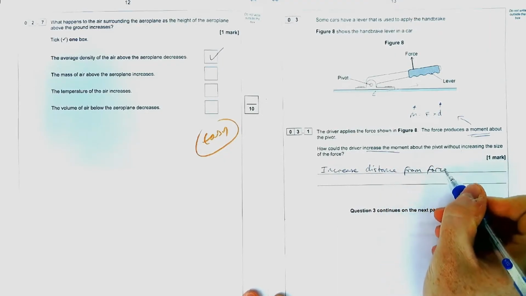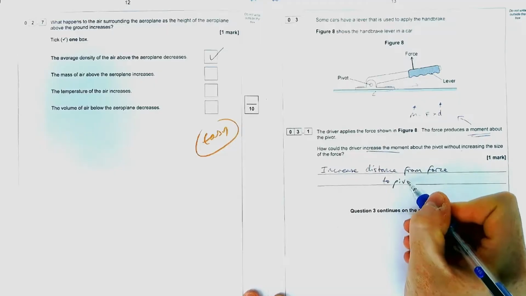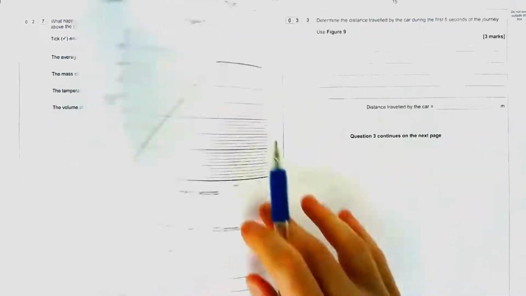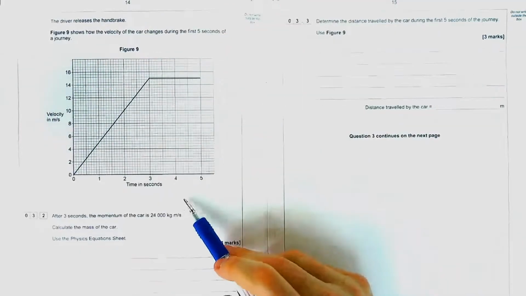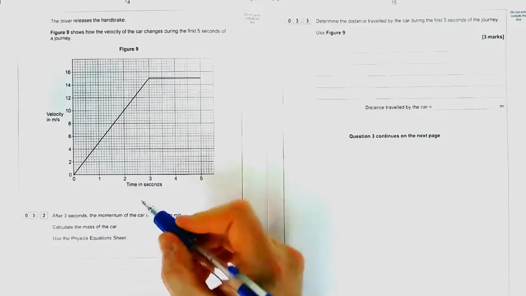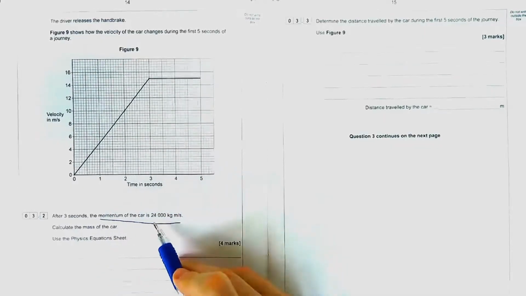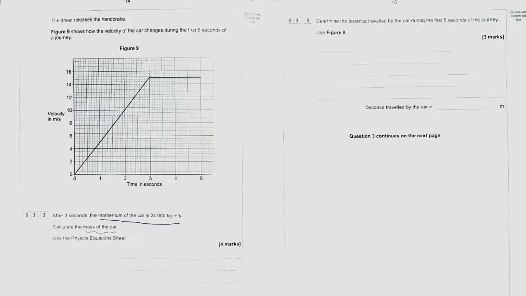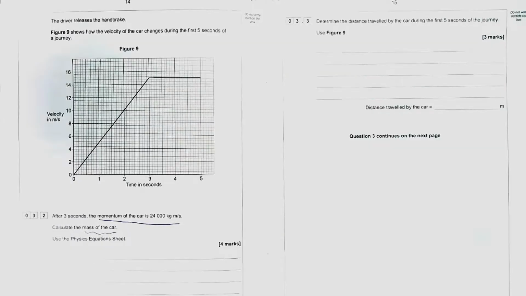Okay, next we've got another velocity time graph. We are going to look at after 3 seconds, the momentum of the car is 24,000 kilogram meters per second. Calculate the mass of the car. Which is a bit of an unusual question to ask about a velocity time graph. However, let's look at our equation sheet and see if we can use that to help us. For GCSE physics, there's only one equation that has momentum in it. So the equation is momentum equals mass times velocity.